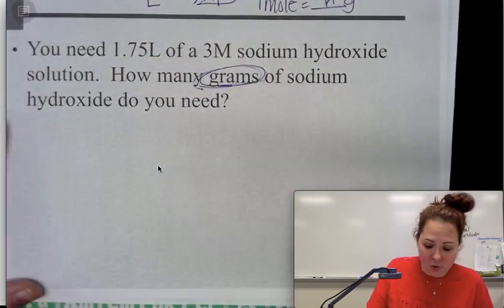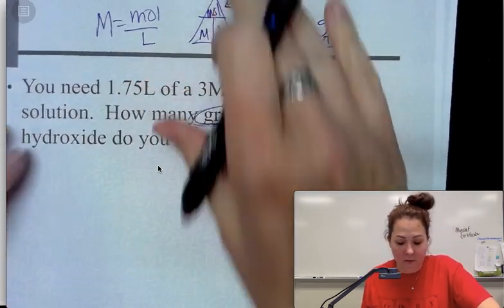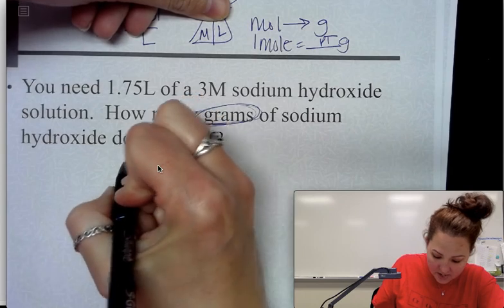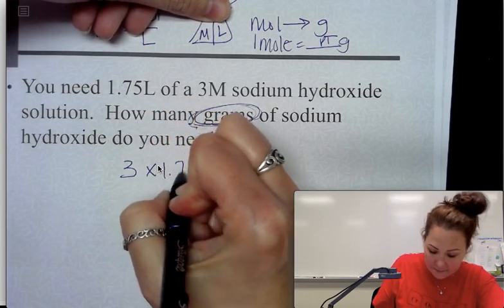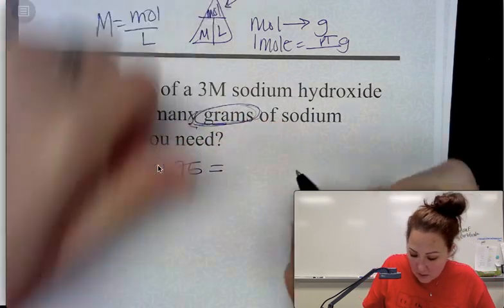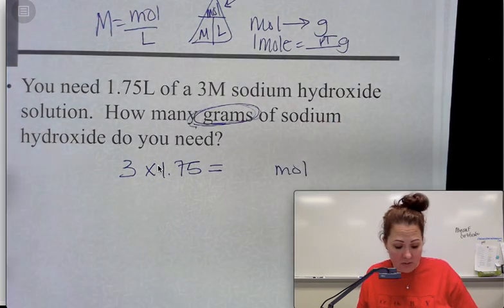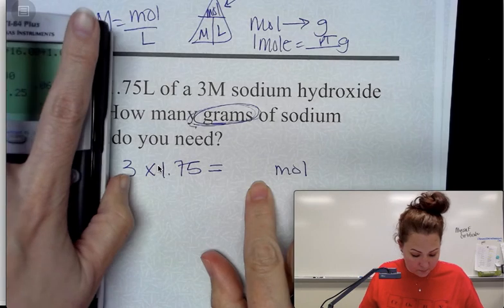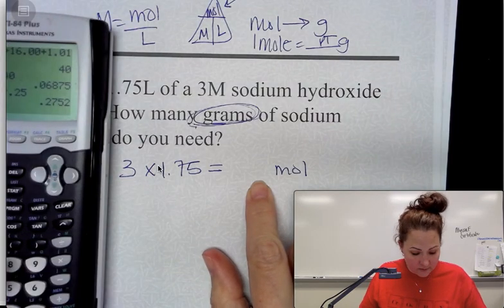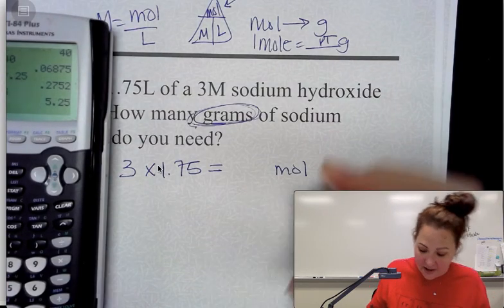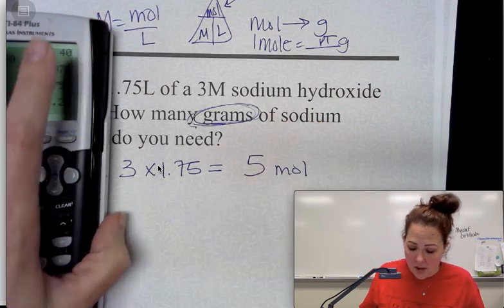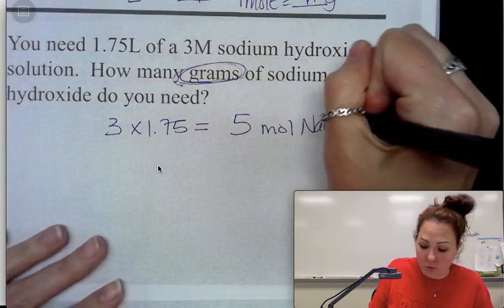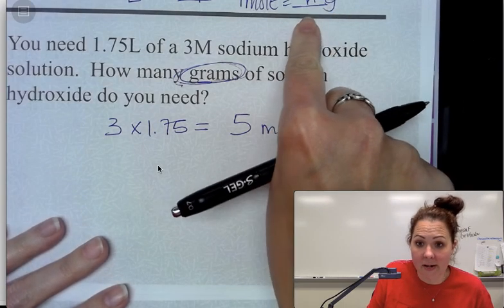So according to my triangle, I don't know moles, so I'm going to cover that one up. When I cover that one up, I'm going to take my 3 times 1.75. That's going to give me moles. This has 1 sig fig, 3 sig fig, so I'm going to have 1 sig fig in my answer. So 3 times 1.75 gives me 5 moles. Now I can take my 5 moles of sodium hydroxide and convert it out to grams by finding the molar mass on the periodic table.